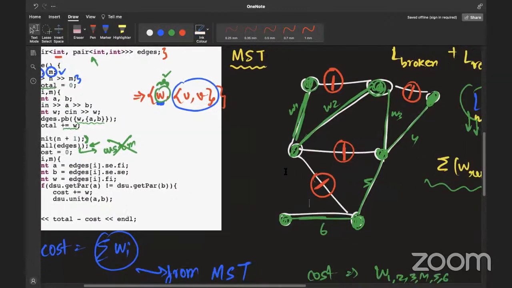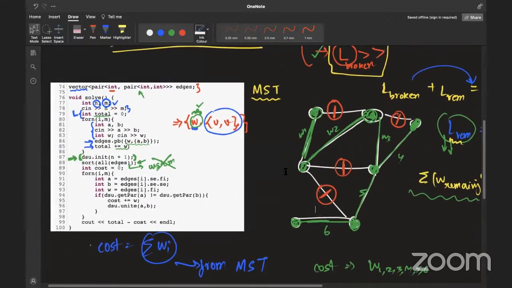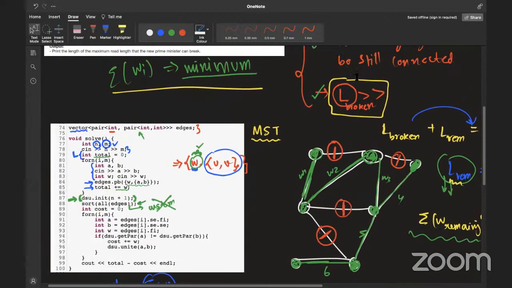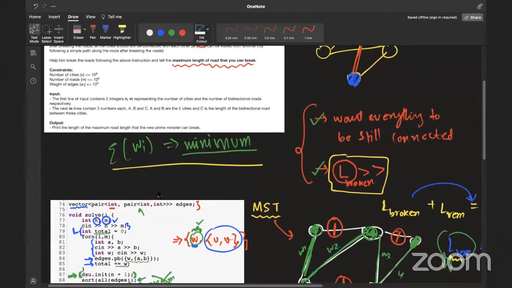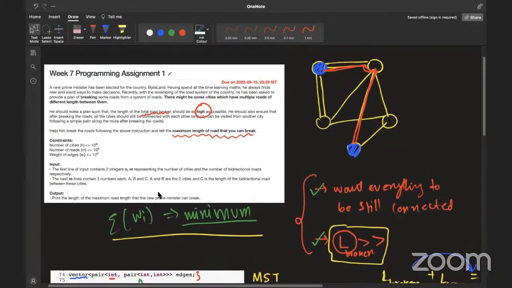So we wanted to break roads such that the length of the road that we broke was maximum. That means the length of the road that is remaining should be minimum, and the network should still be connected. So that's what an MST is, and we use the MST properties and Kruskal's algorithm for finding it.